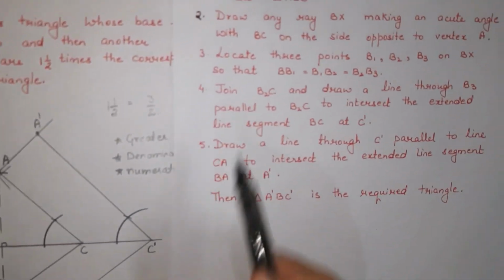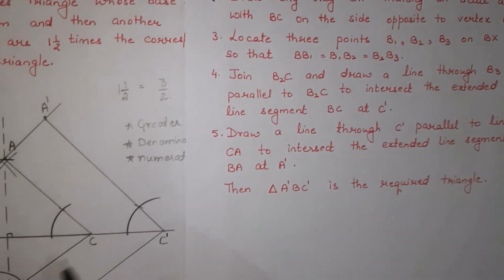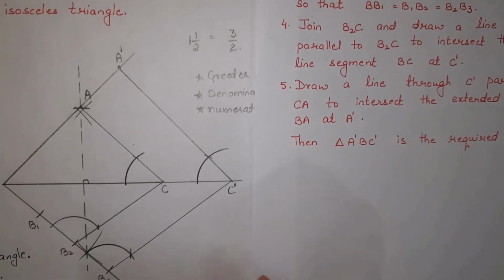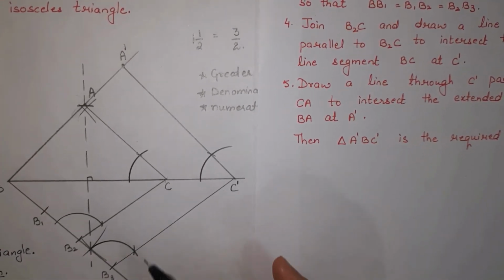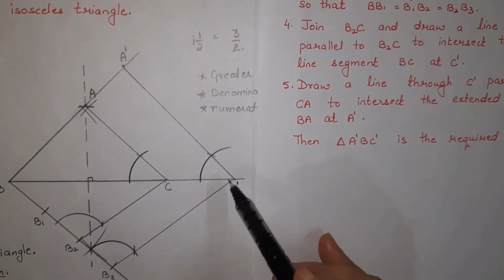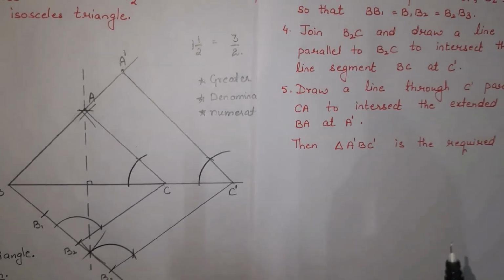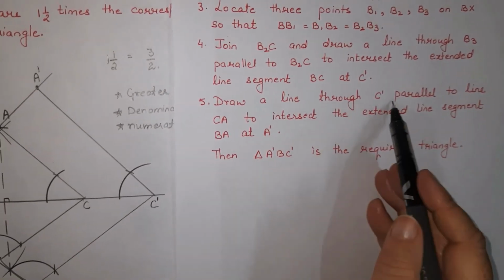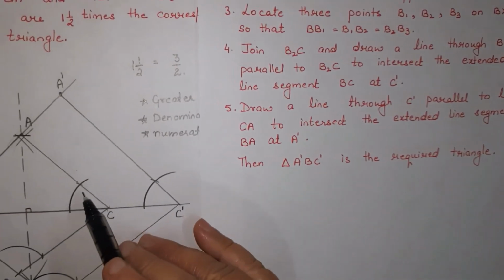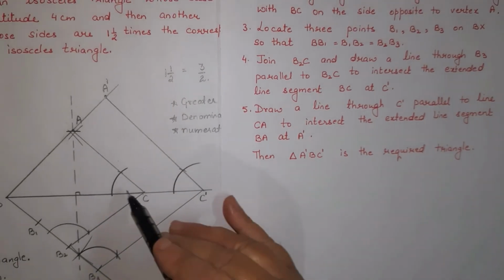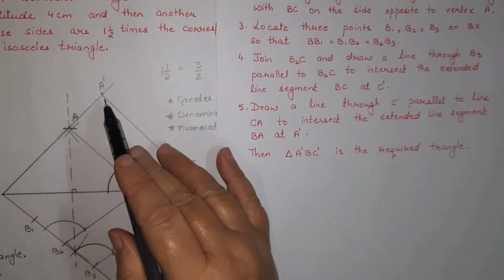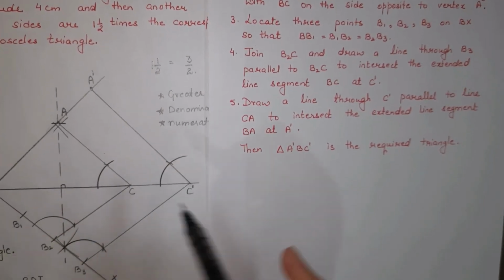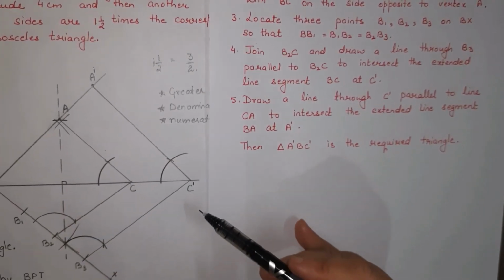So 3 points B1, B2, B3 such that BB1 equals B1B2 equals B2B3. The next step will be join B2 to C and draw a line through B3 parallel to B2C to intersect the extended line segment BC at C dash, and then we have to draw a line through C dash parallel to line CA to intersect the extended line BA at A dash, and then triangle A dash B C dash is the required triangle.